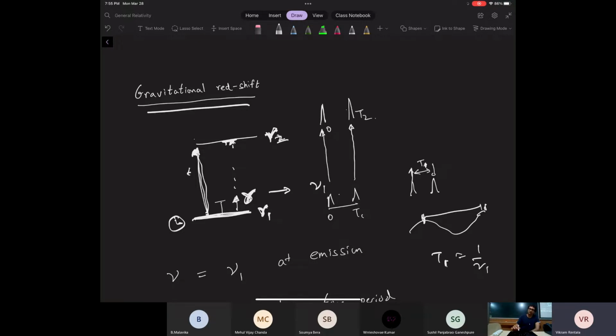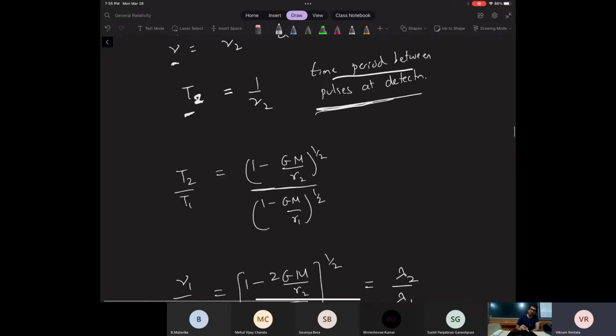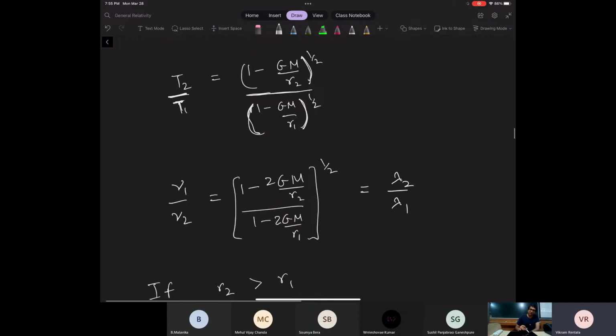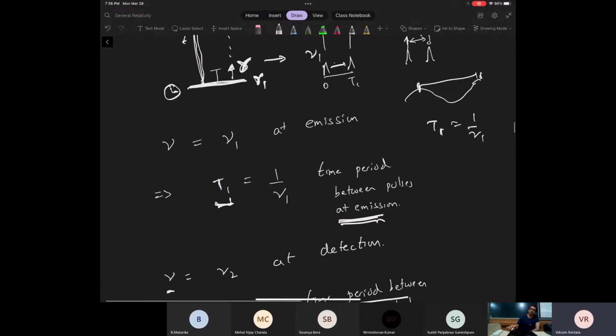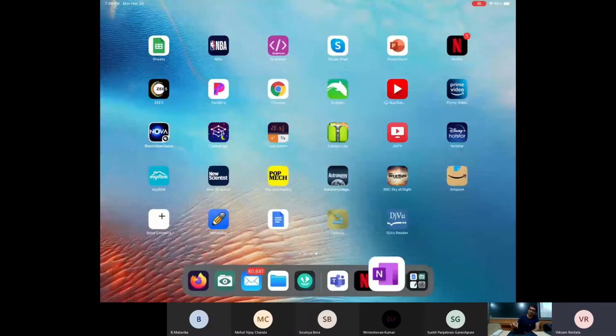But because of gravitational time dilation, these times t1 and t2 are not going to be the same. So t2 by t1 will be equal to (1 minus GM over r2) raised to half, divided by (1 minus GM over r1) raised to half. What that means is that frequency 1 by frequency 2 will be equal to this factor, or wavelength 2 by wavelength 1 will be the same factor.